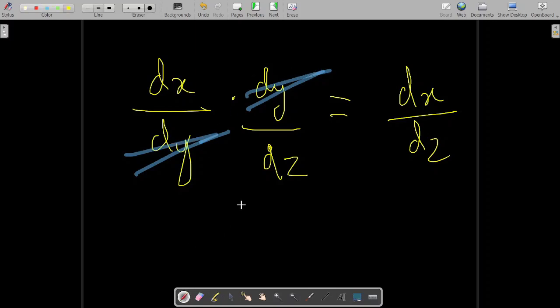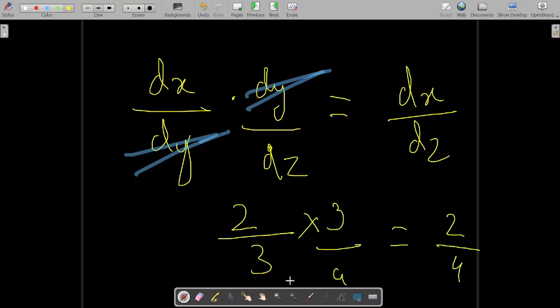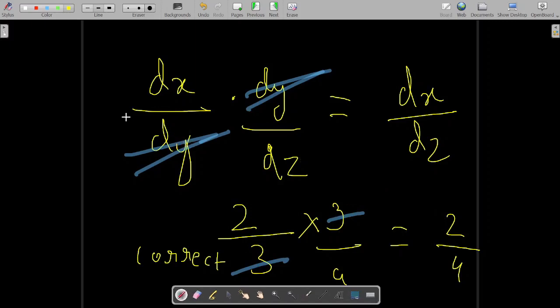Why is it wrong to say so? See, 2 by 3 into 3 by 4 equals 2 by 4. These 3 and 3 have cancelled each other. This is correct to say, because all these are numbers: 3 is a number, 4 is a number, 2 is a number. So it is correct to say that 3 and 3 are cancelled and 2 by 4 is the final expression which we get. But over here, these are not numbers. This dy and this dy are not numbers actually. They are differentials.